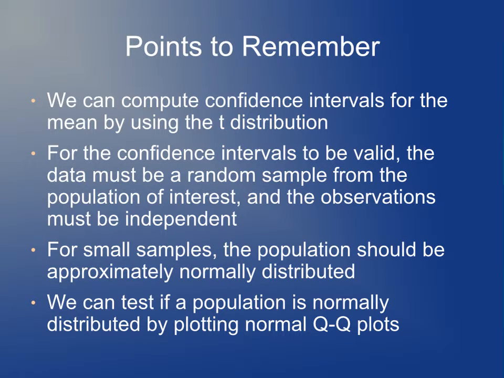So the things to remember for today's lecture is you can compute confidence intervals for the mean using the t-distribution. For confidence intervals to be valid, the data has to be a random sample from the population of interest. The observations also have to be independent. If you have a small sample, it needs to be normally distributed. In practice, that's less likely to be an issue. You're more likely to get into trouble with confidence intervals if you have a non-representative sample or if the observations aren't independent. But if you ever do need to test normality formally, you can use QQ plots.